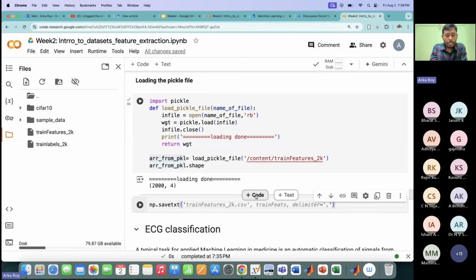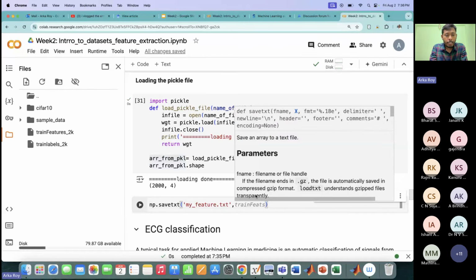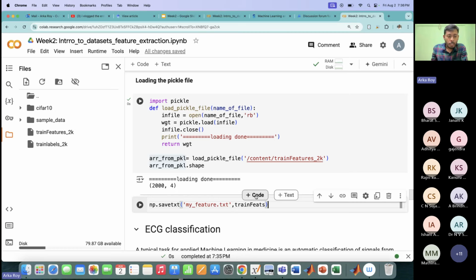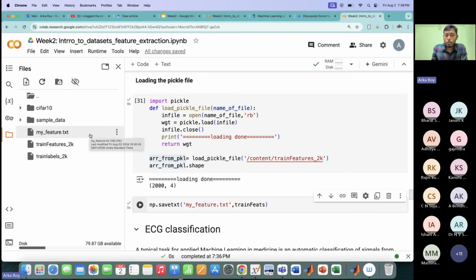Then you put the file name, let's say my feature .txt, because we are saving it in the text format. So the extension is txt. And then you write, let's say, train features. So if you run it and I just update it, you can see that my features.txt has been stored.